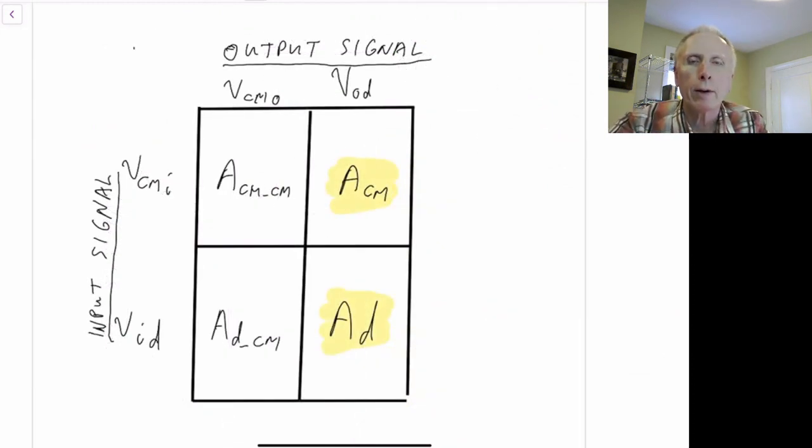So we'll end this video here, and in the next video we'll be looking at finding the common mode to differential gain, as well as offset of differential amplifiers and other aspects of differential amplifiers.